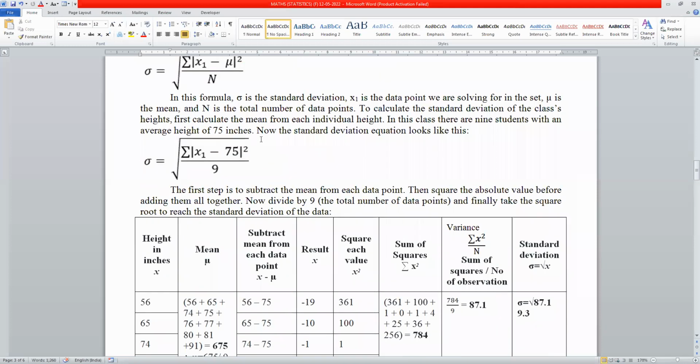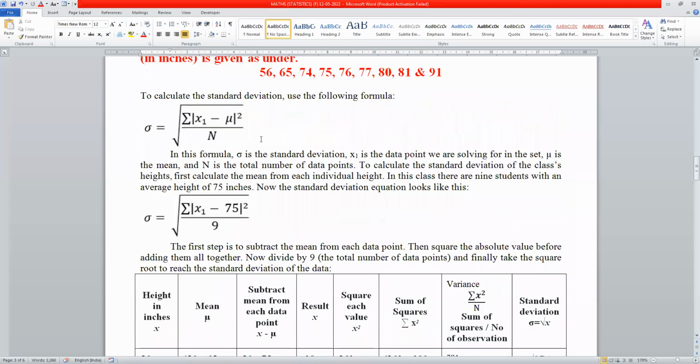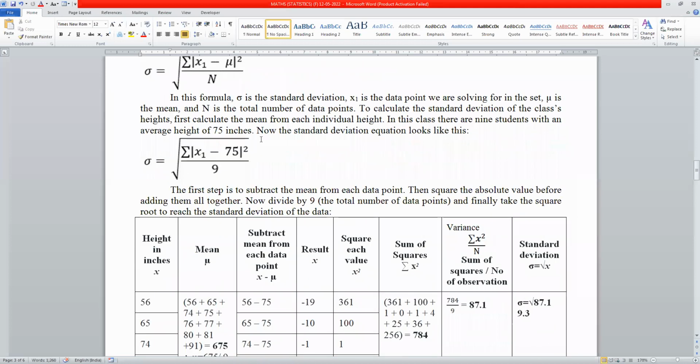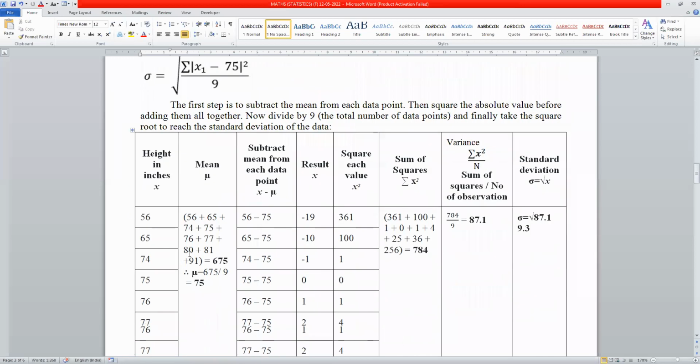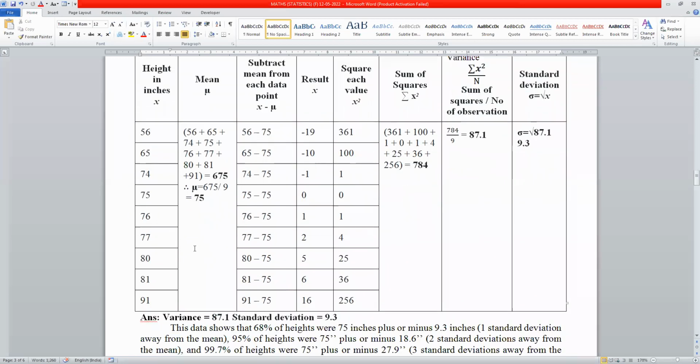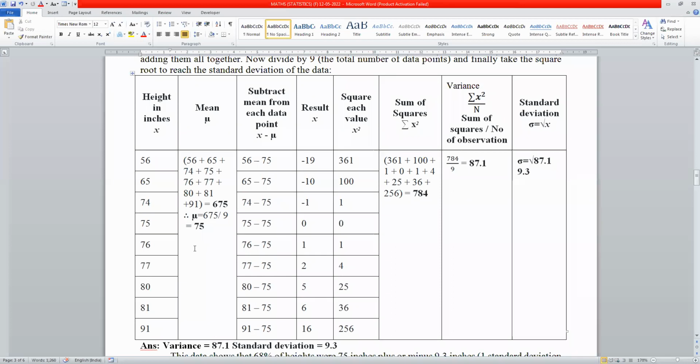Now, here we will be moving directly to this set, and you just have a glance over it. So height in inches is given here. The entire thing is coming here to find the mean, the standard deviation and variance. All of you just see this chart. Height in inches: 56, 65, 74, 75, 76, 77, 80, 81, and 91. On the extreme left we have written these observations.